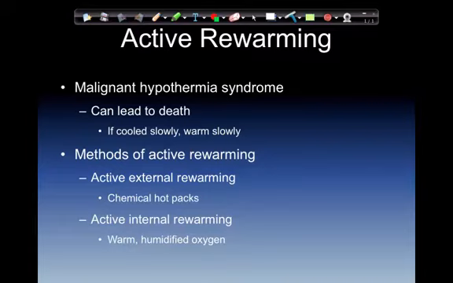Use passive rewarming. Methods for active rewarming: active external rewarming, with chemical hot packs applied to areas where major veins rise to the surface of the skin. Hot packs warm up very fast, reaching temperatures of 160 degrees Fahrenheit, then cool down. Active internal warming: warm humidified oxygen, approximately 104 to 113 degrees, administered either via mask or preferably via the endotracheal tube.